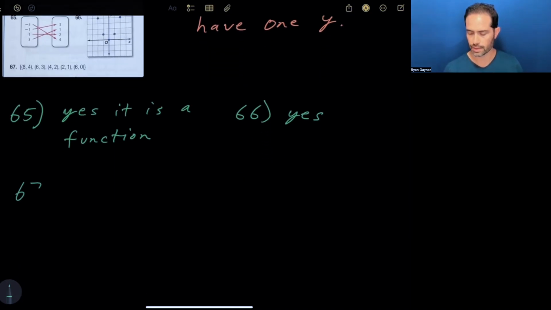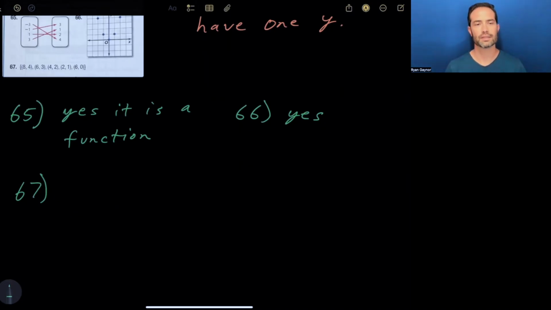Let's check out number 67. They've laid this out as a group of ordered pairs. So we have 8, 4, 6, 3, 4, 2, 2, 1, and 6, 0. So let's look at all the x's. Does anything repeat? 8, 6, 4, 2, and 6. Ah, the 6's do repeat. So here's where we have to check.